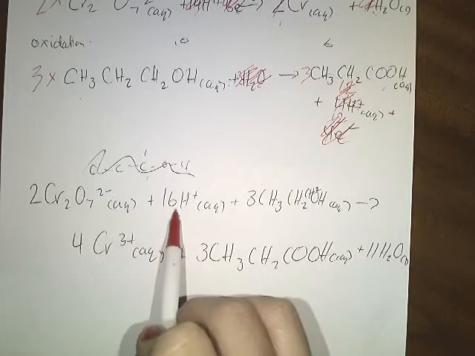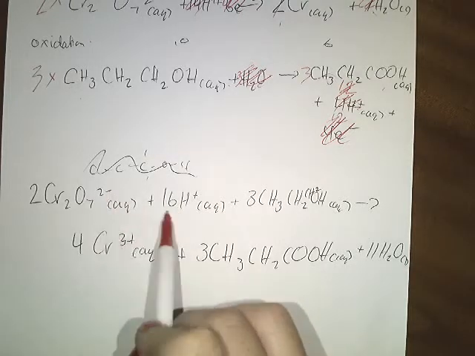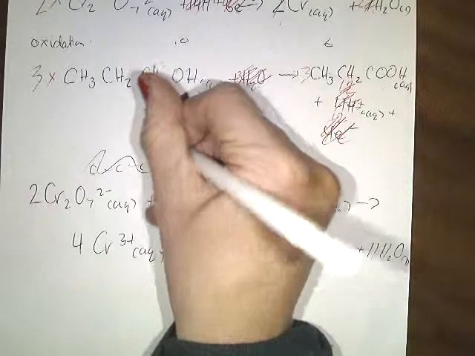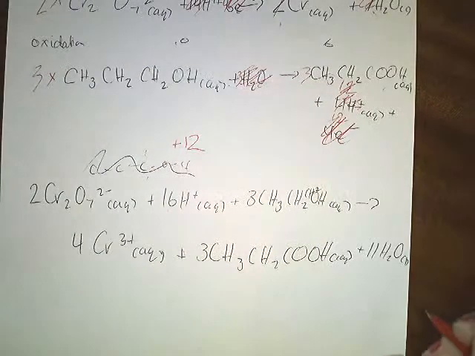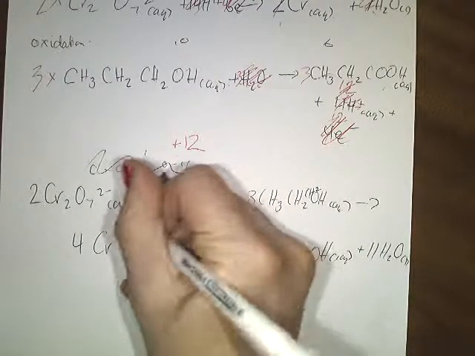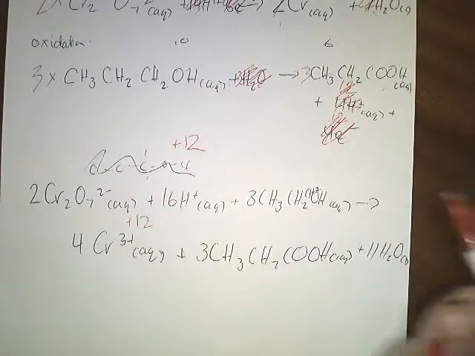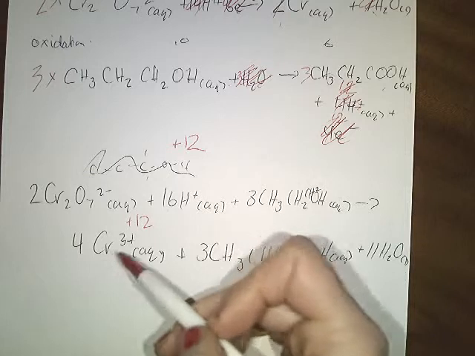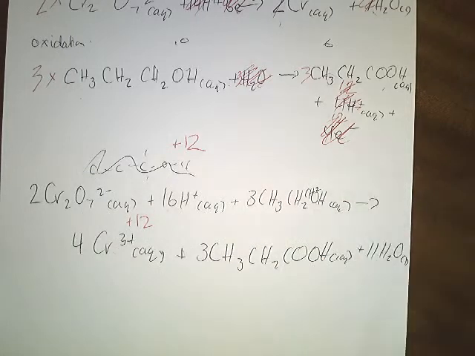So on this side there is minus 4 plus 16 is plus 12. And on the other side we've got 4 times positive 3 is plus 12. You can make sure also that the elements are equal, like there's 4 chromiums on this side and 4 on that side, and the H's and the O's. But that should be right.